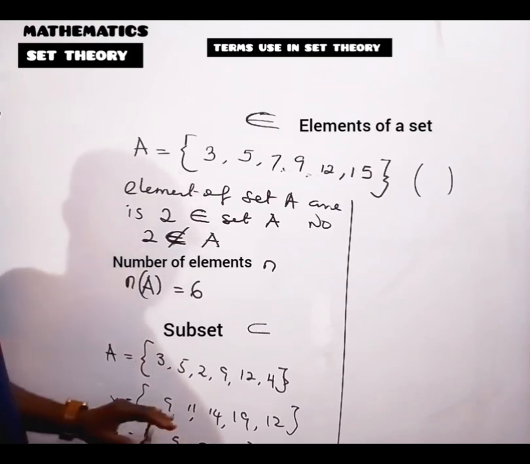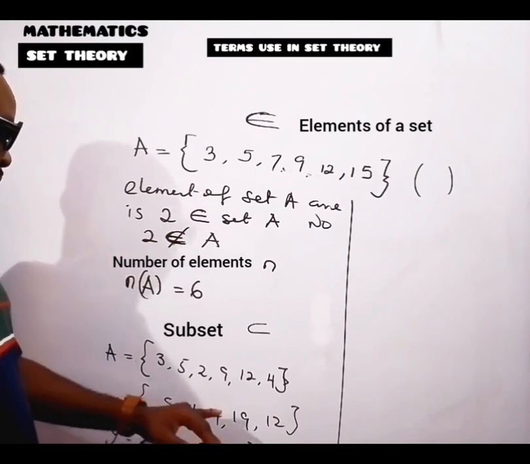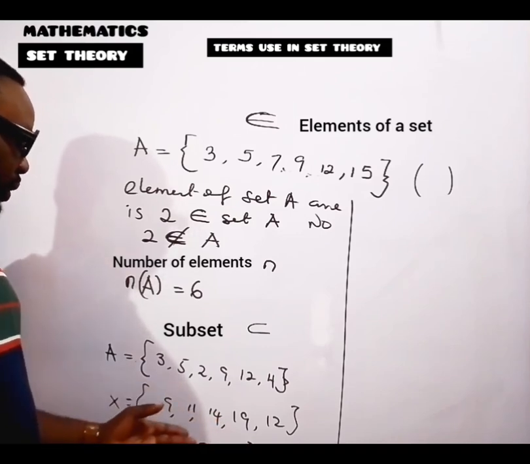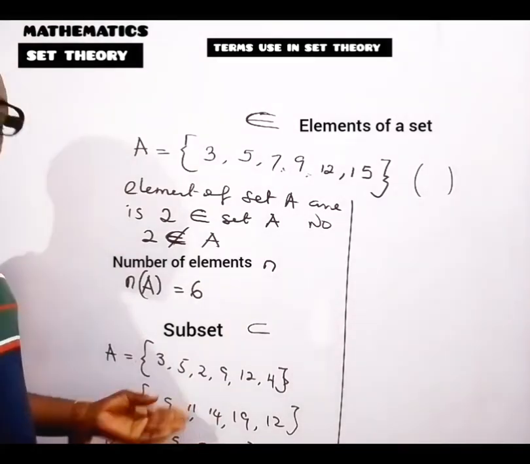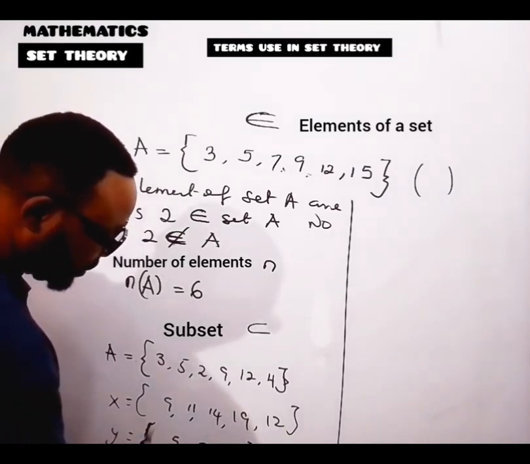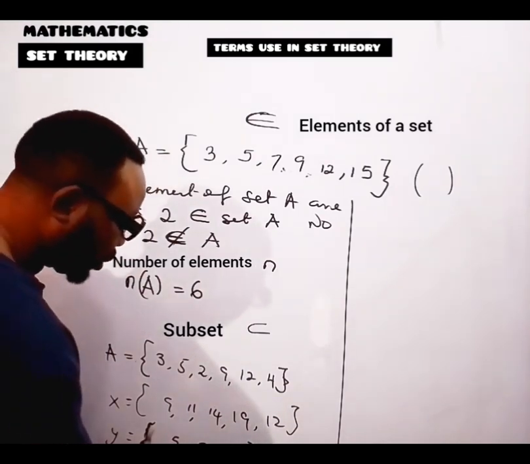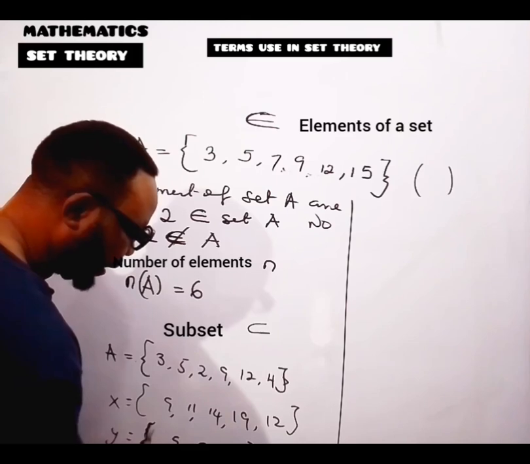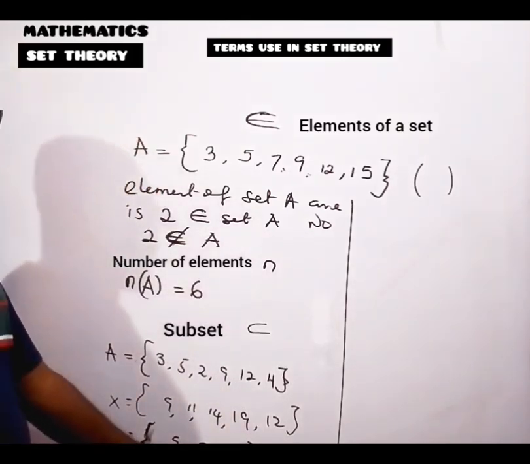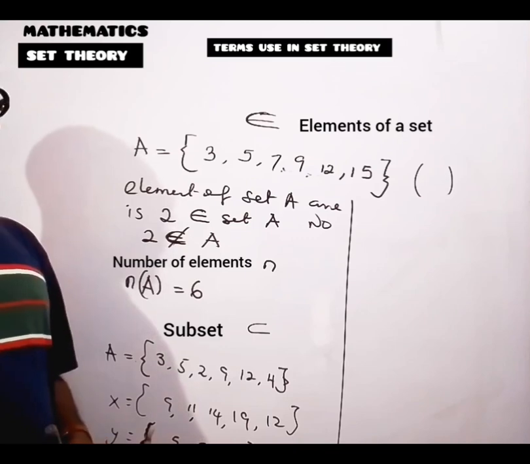Let's look at X now. You can see that X has 9 here, and there's 9 here as well. 11, there's no 11 here. So in other words, X is not a subset of this particular set. Y is not a subset of X, but Y is a subset of A.